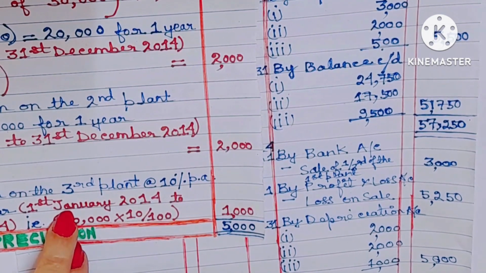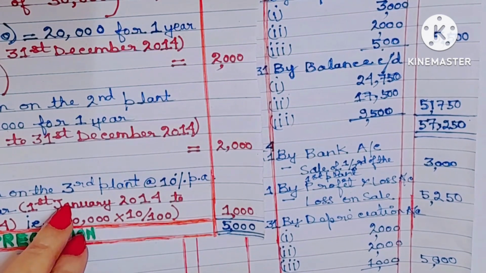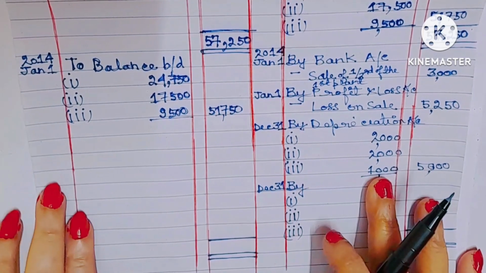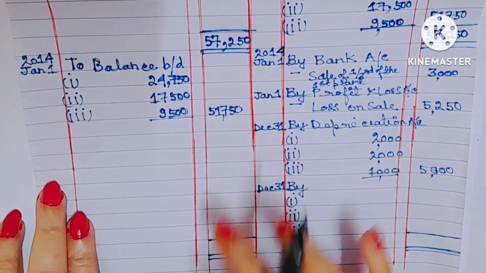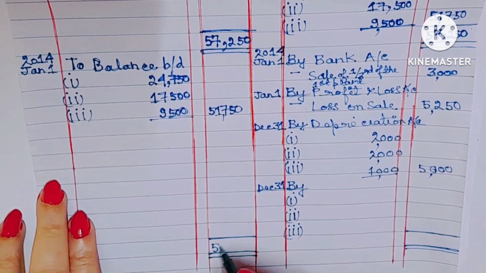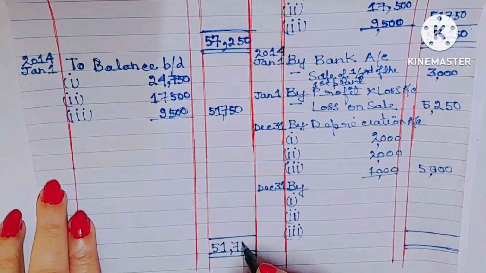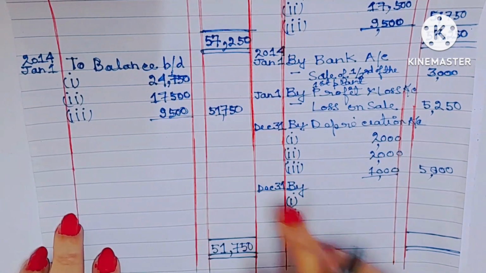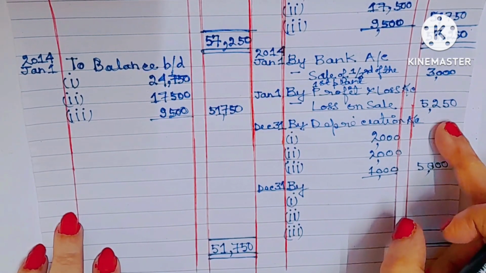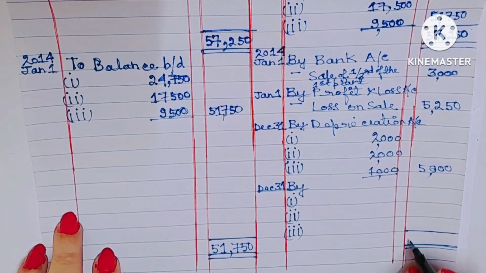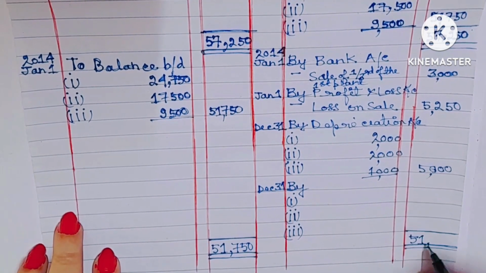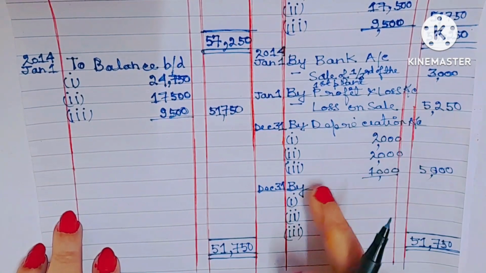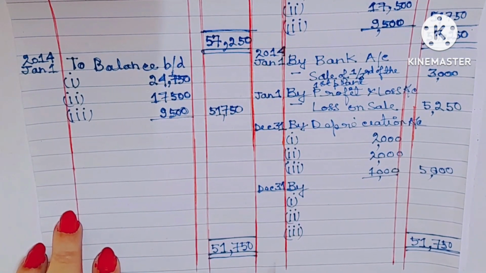Understood? Now let's find out the balancing figure of the 3 plants. Okay? Now let's close the year 2014. Which side is greater? Obviously debit side. 51,750. Since 51,750 is greater than 3,000 plus 5,250 plus 5,000, we'll write 51,750 on both sides. Why? Because debit side is greater than credit side. And the rule is whichever side is greater, we have to write the amount on both sides.